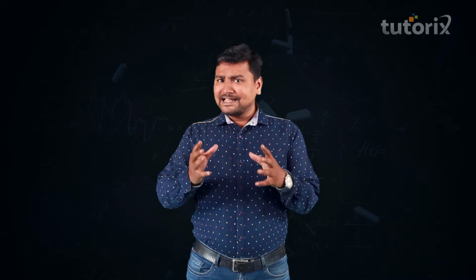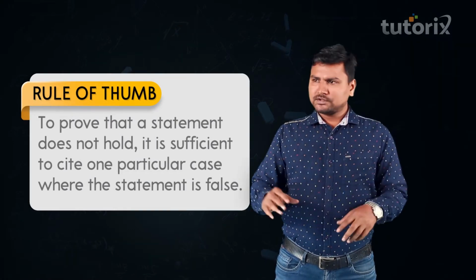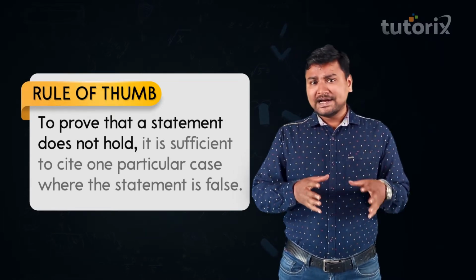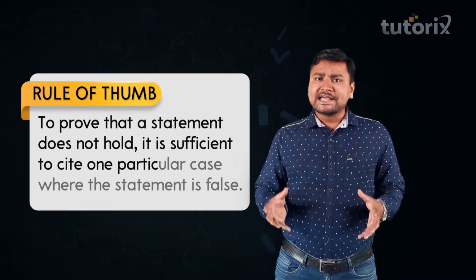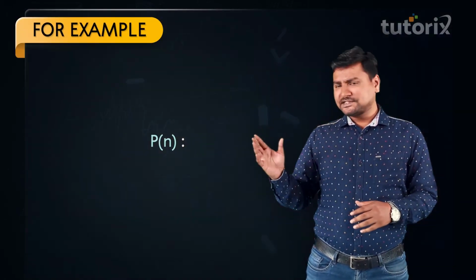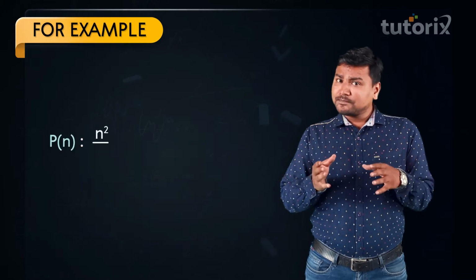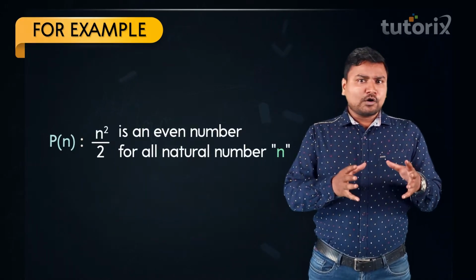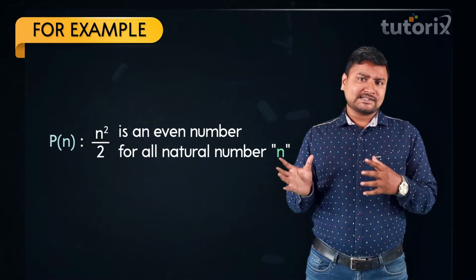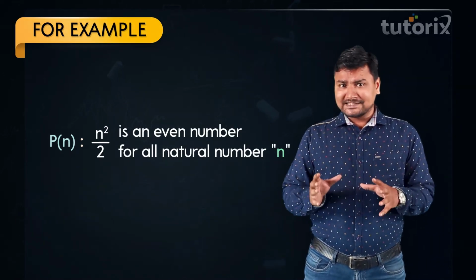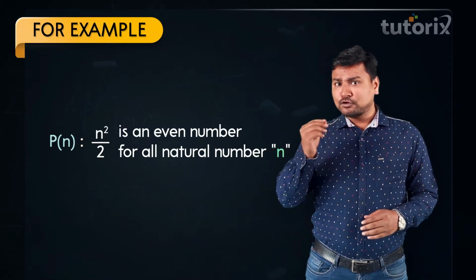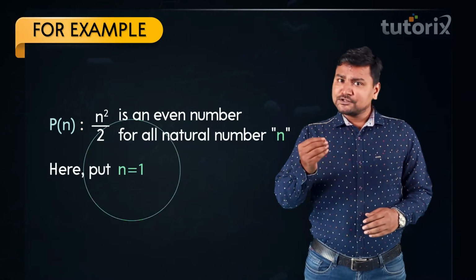But before that, let's note a rule of thumb. This rule of thumb states that to prove that a statement is not true, it is sufficient to cite one particular case where the statement is false. For example, this is a statement. It says that n square by 2 is an even number for all natural numbers n. Well, intuitively we can feel that this is not a correct statement. But to prove that this is not true, we have to show one particular case where this statement does not hold. Well, put n is equal to 1.